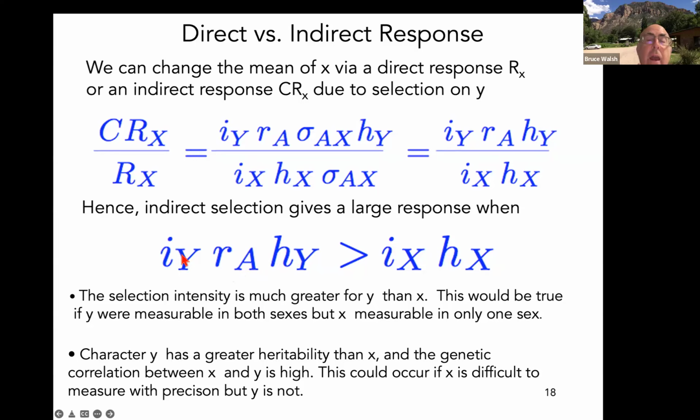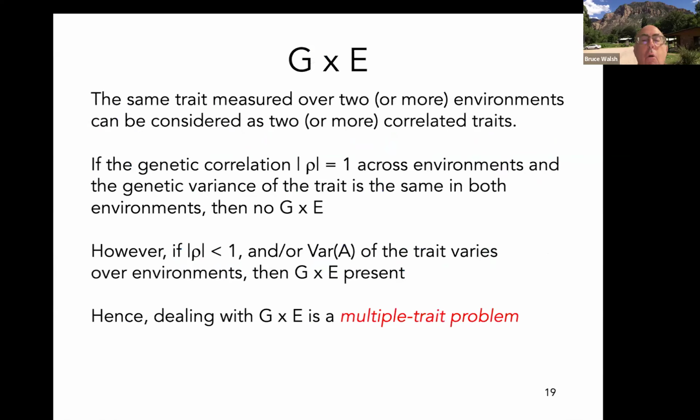So if Y, you can measure it quickly, which means you can have more selection because you can screen more individuals. So instead of saving the upper 20%, you can save the upper 1%. If it's got a higher heritability, then as long as this term is moderate, the indirect response gives you a larger response than the direct response. Now, this has profound implications in a number of areas. One way is G by E.